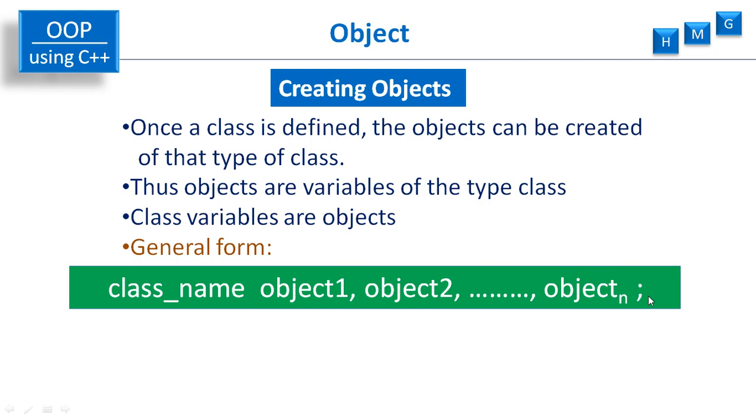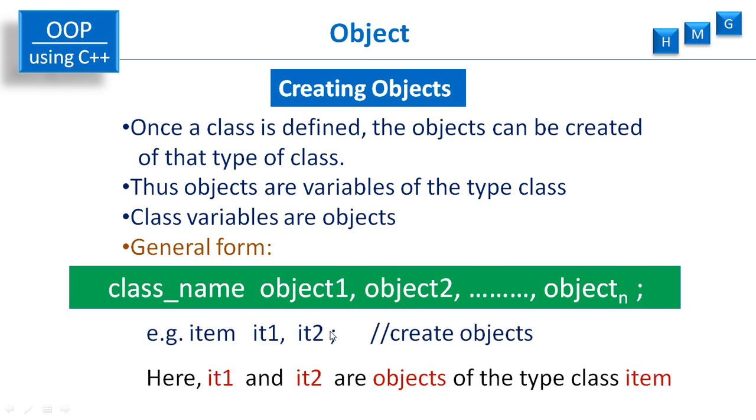For example, in the previous video we have defined the class item. Now using that class item, I am creating here two objects named it1 and it2. So it1 and it2, these two objects are now created of the type class item. This is a simple way of creating objects. It is just like declaring variables. Similar to the variables, you can create the objects of the type class.